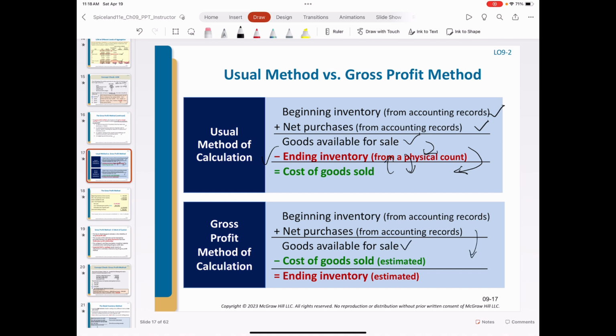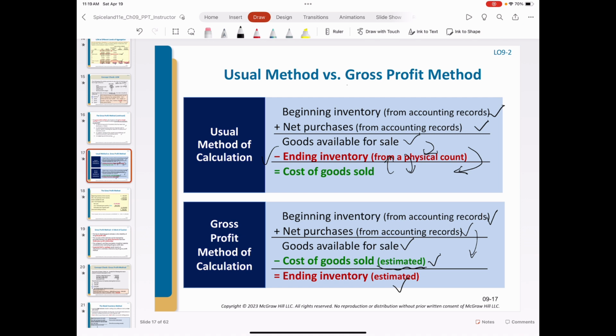Basically, this value is available from accounting records. We just need to determine what's the cost of goods sold. So basically, we estimate the cost of goods sold and then subtract it from goods available for sale. We get the estimated ending balance of inventory. How to estimate cost of goods sold?